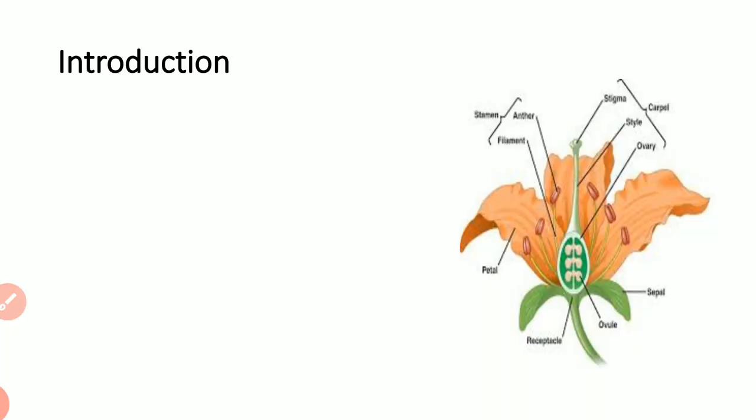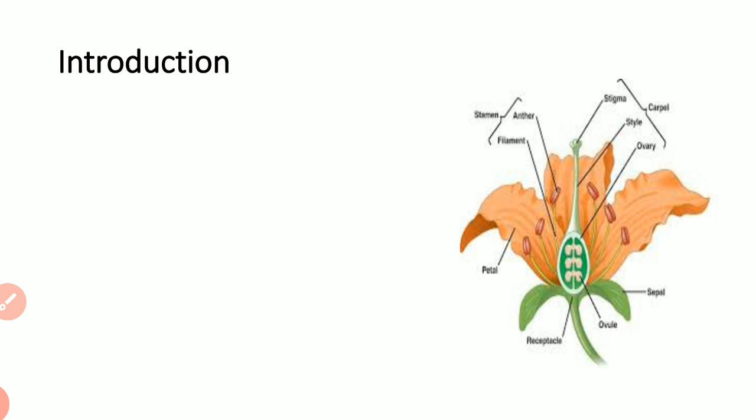So here we see the botanical representation of the flower structure: green part, orange part, and some faint green parts.